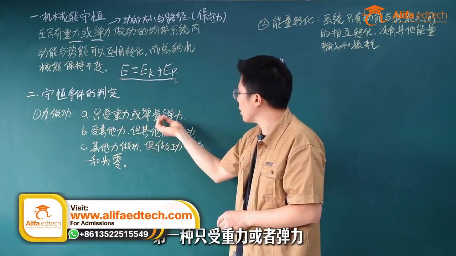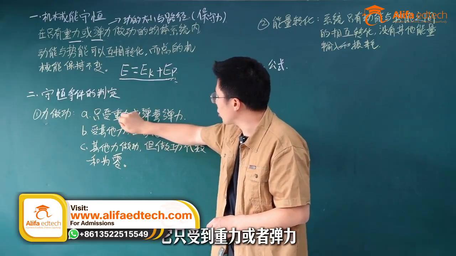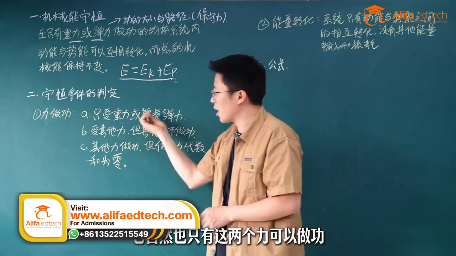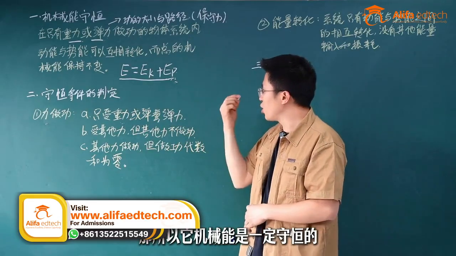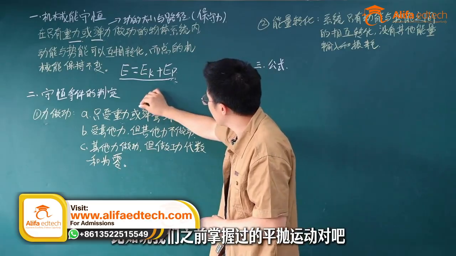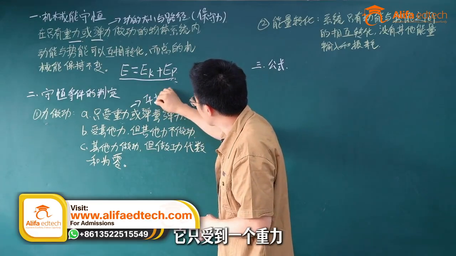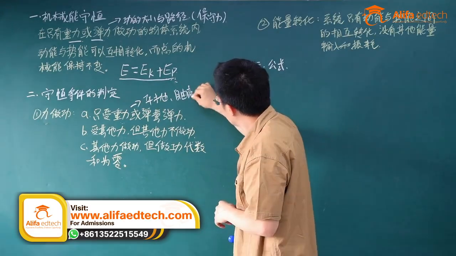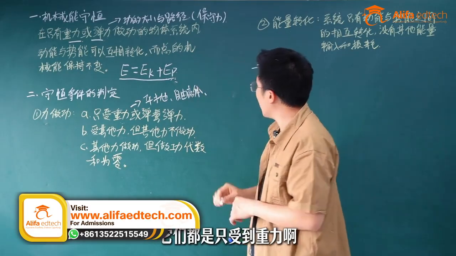The first scenario is when the system is only subjected to gravity or elastic force. If a system is only affected by these 2 forces, then naturally only these 2 forces can do work, so its mechanical energy is definitely conserved. For example, we've previously studied projectile motion, right? It is only subjected to gravity. Then there's also free fall. In free fall, the only force acting is gravity as well.